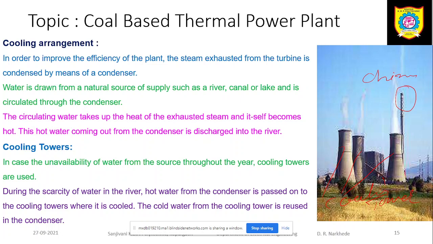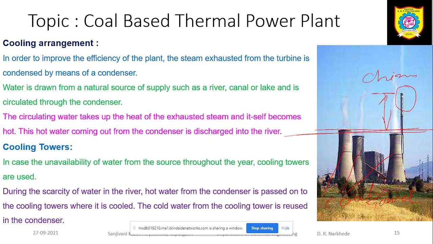The chimney is a different thing. If you observe, the height of the chimney is much more than the height of the cooling tower. The cooling tower is a different thing. You can observe such cooling towers at thermal power plants and nuclear power plants. If you watch videos you can see that, or if you go through Nasik near Eklahare, you can see such cooling towers.